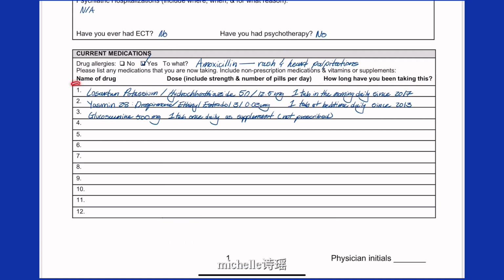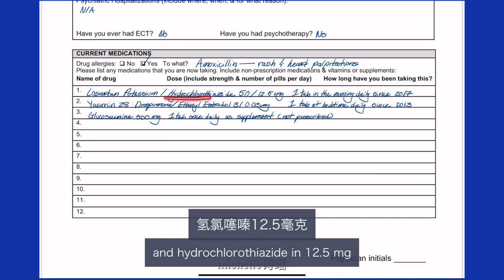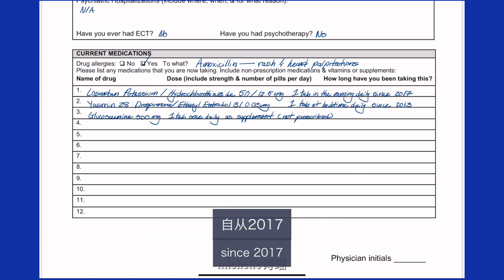So number 1, we have losartan potassium in 50 mg and hydrochlorothiazide in 12.5 mg. And I take it 1 tab in the morning daily since 2017.